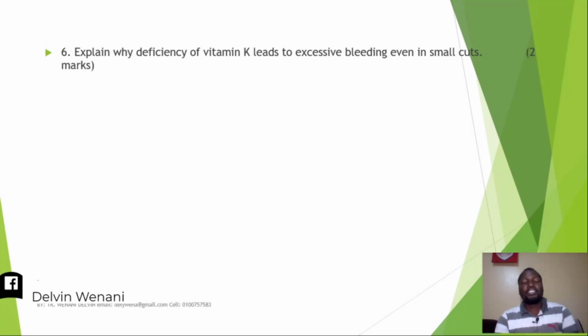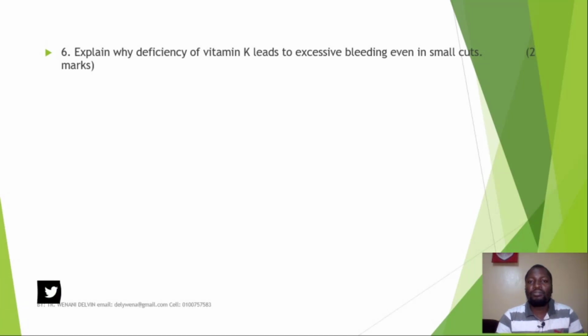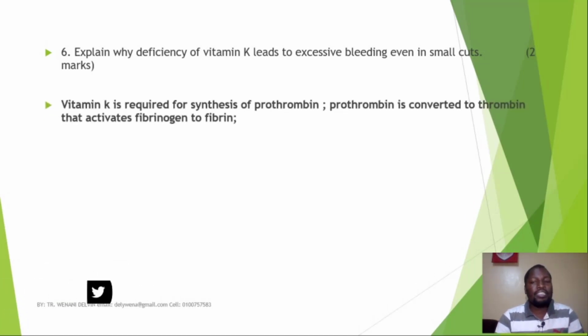Then explain why deficiency of vitamin K leads to excessive bleeding even in small cuts. Now, vitamin K, we all know, is required for synthesis of prothrombin. Prothrombin is converted to thrombin that activates fibrinogen to fibrin. We all know what fibrin is. Fibrin is that mesh that prevents excessive bleeding.